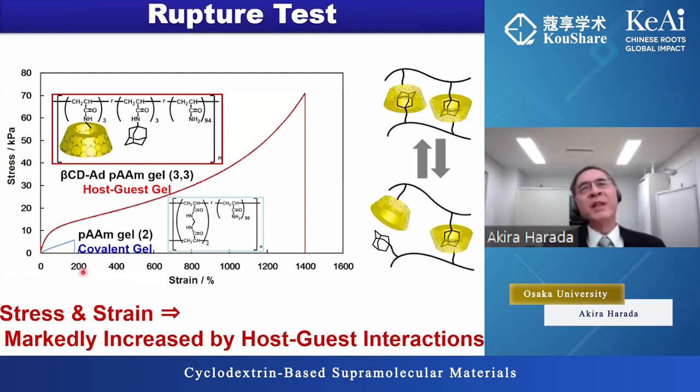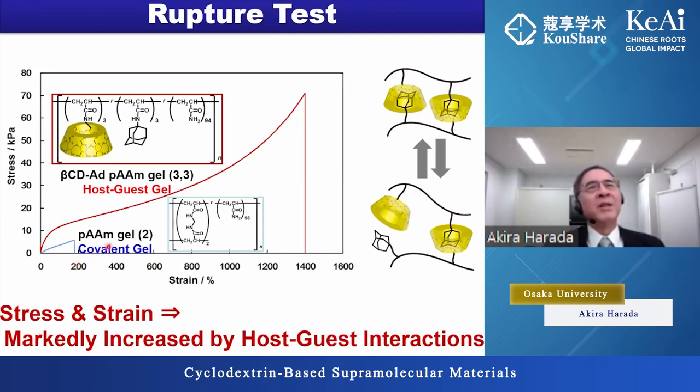Then we did the tensile test, rupture test of the host-guest gel, and also the usual covalent gel, the famous polyacrylamide gel. This covalent gel is very weak. The gel did not stretch at all and easily broke, very small here.